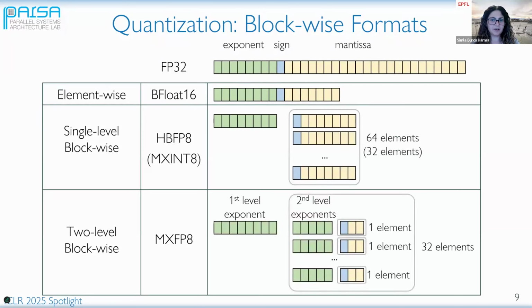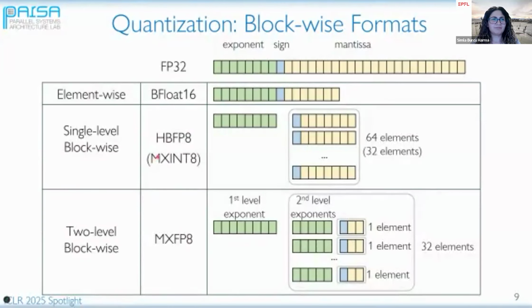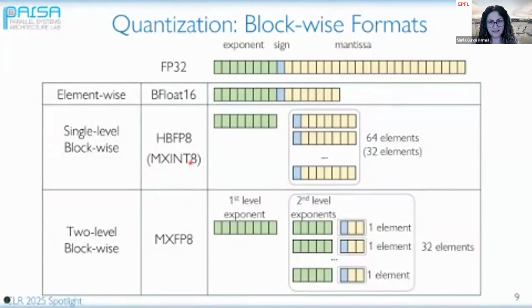Scaling can also be blockwise, and this means that a block of elements share a scaling factor. And blockwise scaling can also be divided into 2 categories: single level and 2-level blockwise scaling. Here you see HBFP8, or in more standardized formats, it's also the same as MXint8.